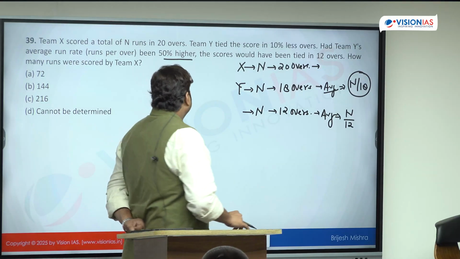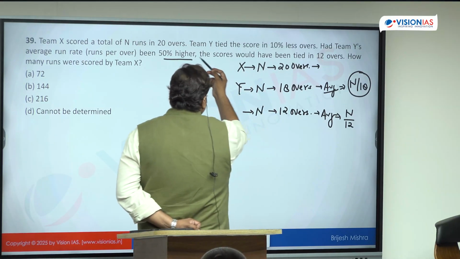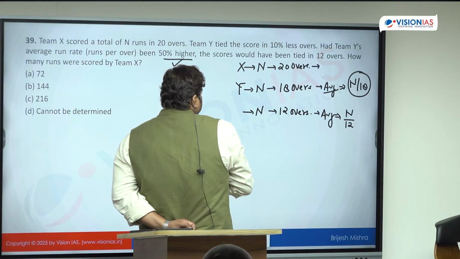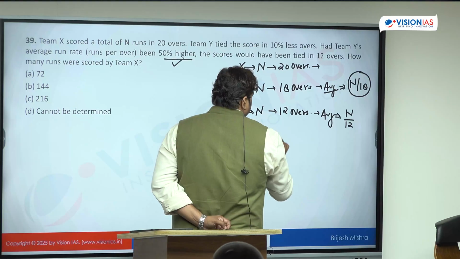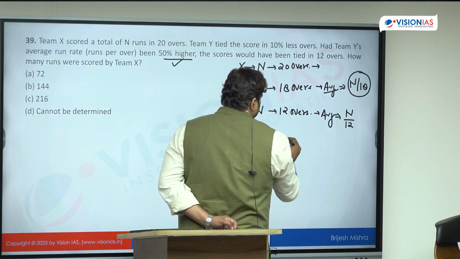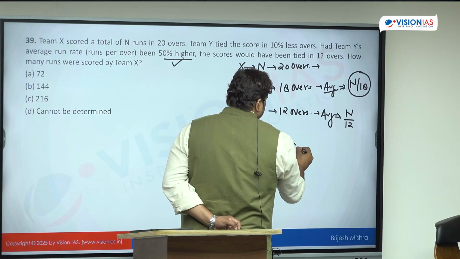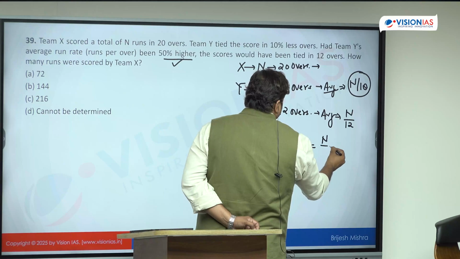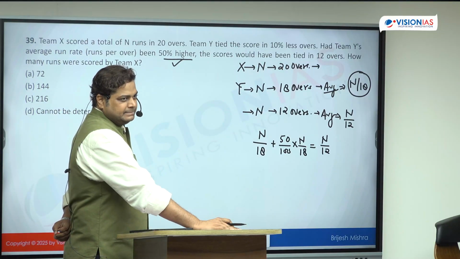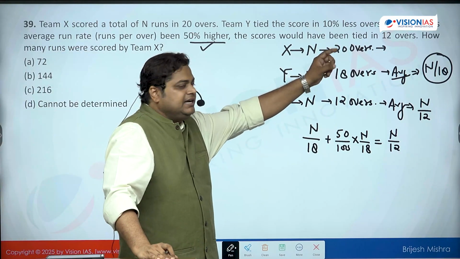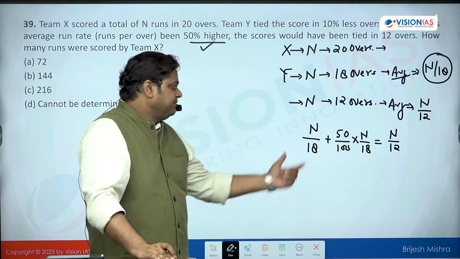And it is given in the question कि if the average run rate per over been 50% higher, ये जो average score है N by 18, if it is 50% higher, that means then it is equal to N by 12. That is what is given. The scores would have been tied in 12 overs. So this way we have equated.